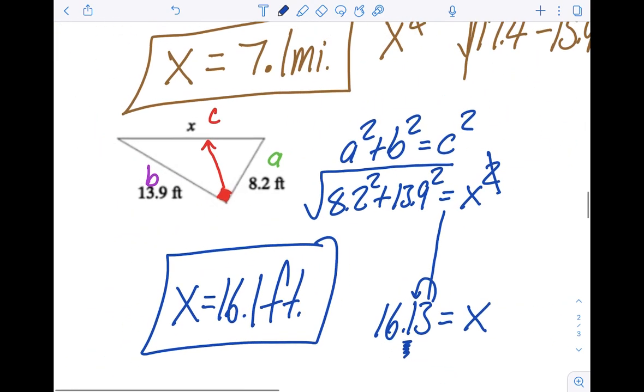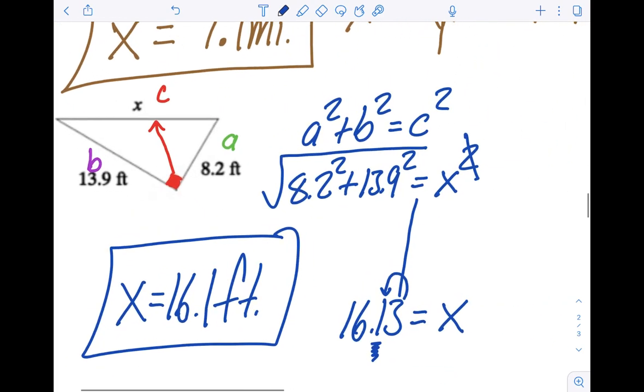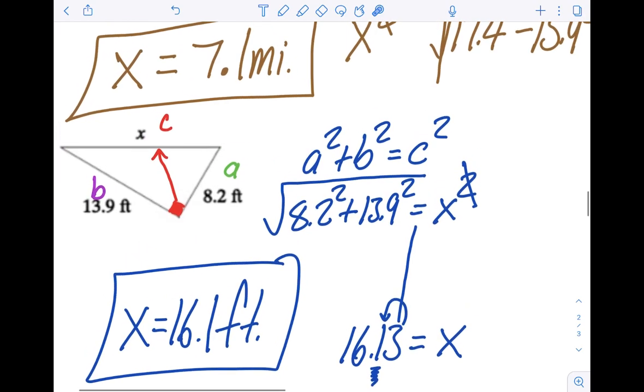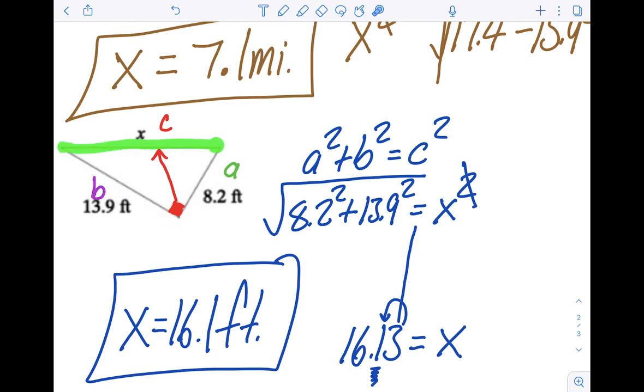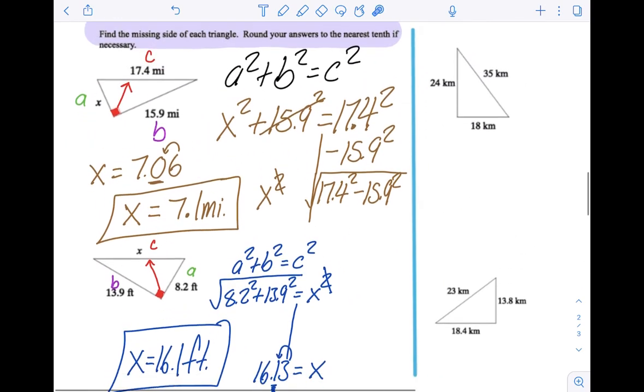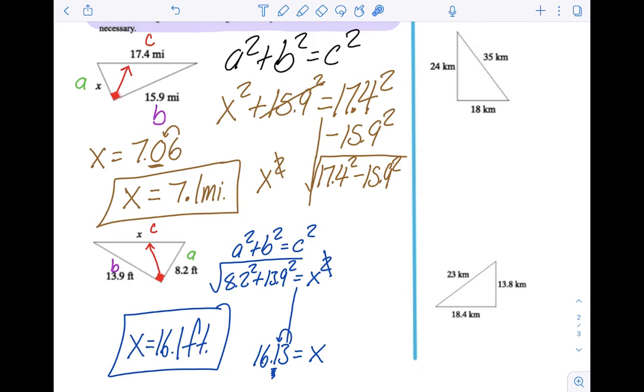Boom, look at that. There you go. That is our second example. We have found x. X is 16.1 feet, from here to here is 16.1 feet, right? And again, we found it with a squared plus b squared equals c squared. Find the hypotenuse first. The hypotenuse is the longest side. It is c across from the 90-degree angle. There you go. Look at that. Those are the two examples for the first kind of problem you're going to have.